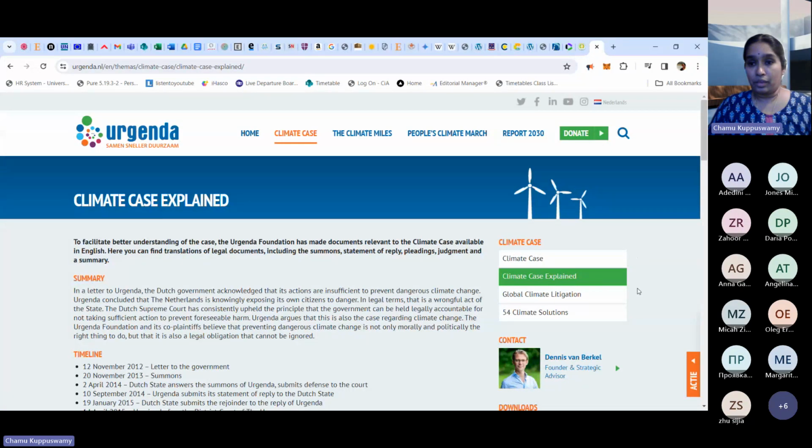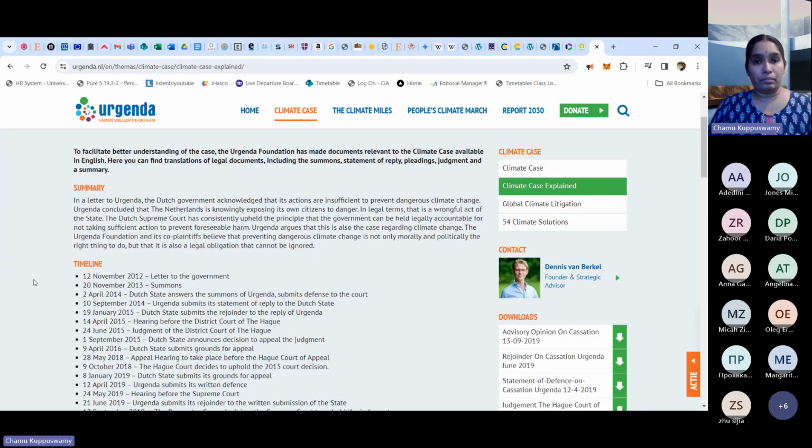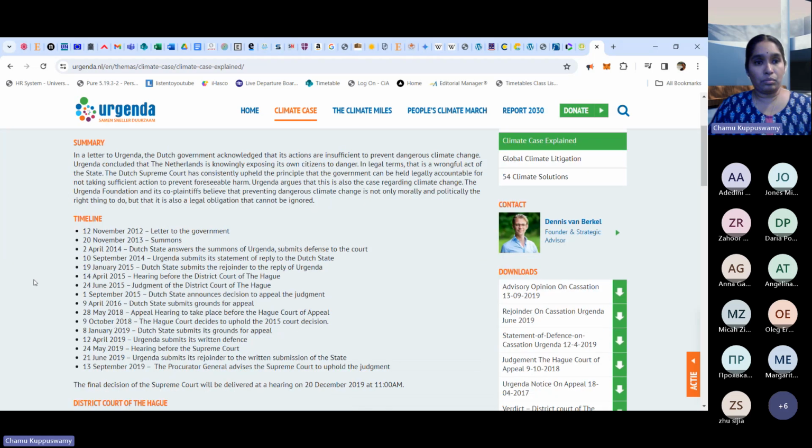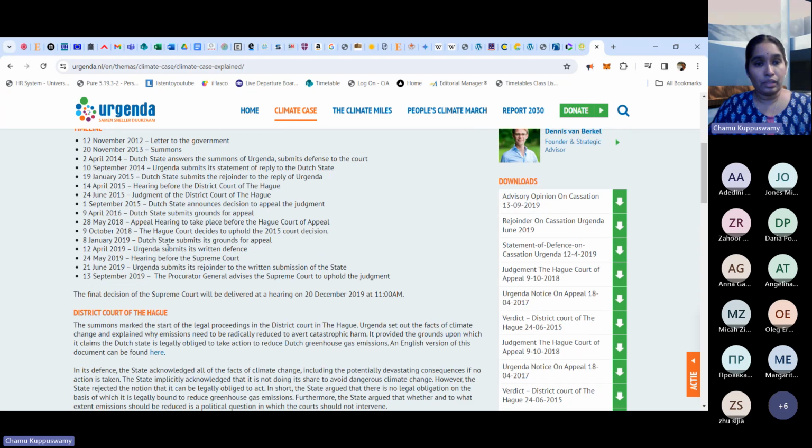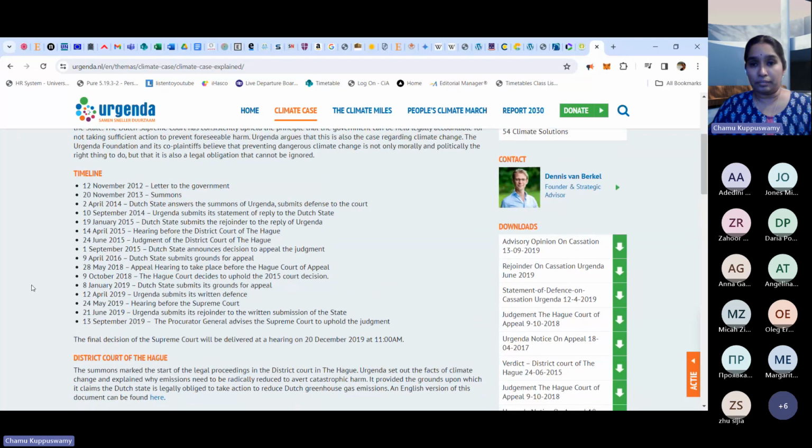All right, so this is the website of the organization. This is their flagship case. So you can look at the timeline. The action was first started. They approached the government saying, you're not discharging your climate obligation. That was in 2012. And it progressed through the different courts. The district court went on to the Hague Court of Appeal, and then finally went on to the Supreme Court, and it was decided in 2019.